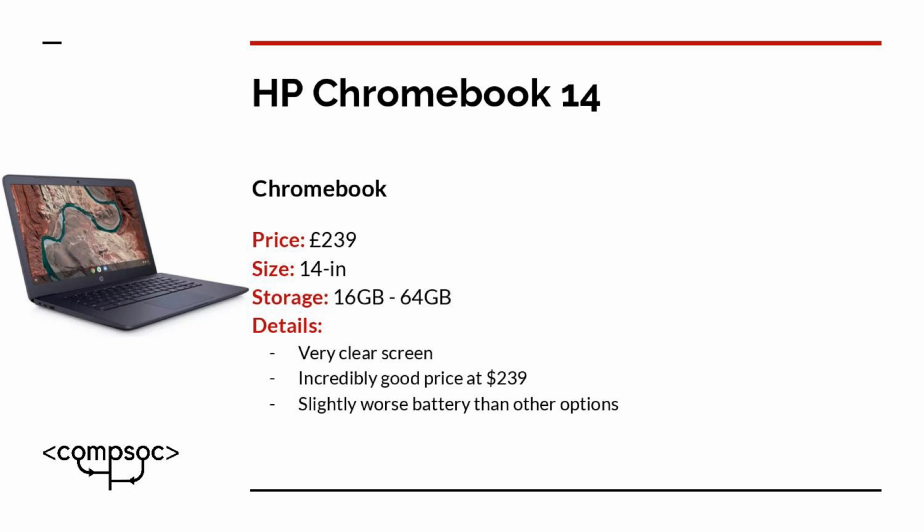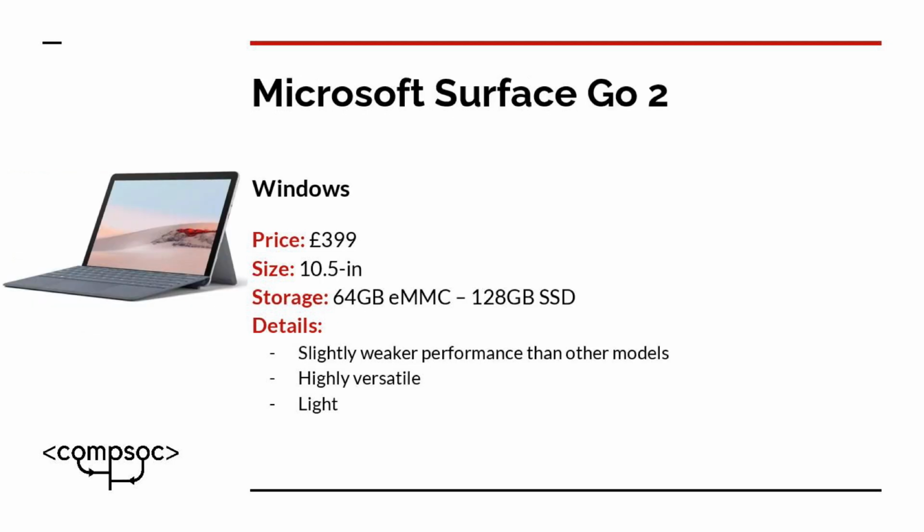HP Chromebook 14, starting at £240 with a 14-inch screen and 16 to 64 GB of storage. With a very clear screen and a good price, however a slightly worse battery than other options. The Microsoft Surface Go 2, starting at £400 with a 10.5-inch screen and 64GB or 128GB options. It has a slightly weaker performance than other models, but is highly versatile and lightweight.